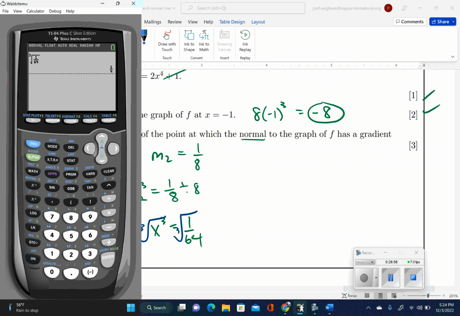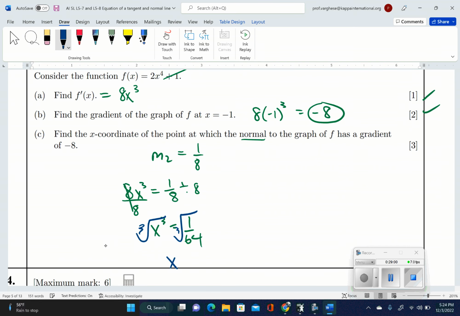Right, 1/4. So x is equal to 1/4, which makes sense because 4 times 4 times 4 is 64. Okay, so x is equal to 1/4. Good. There are our last 3 points on this question.